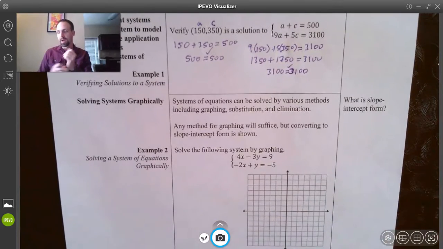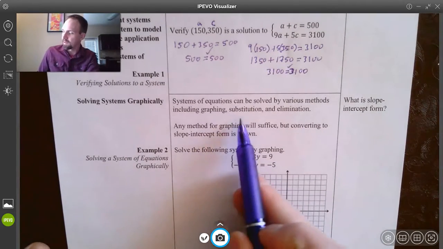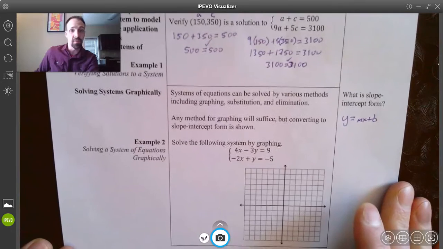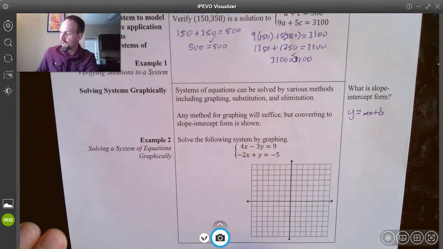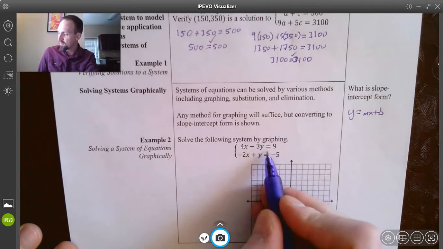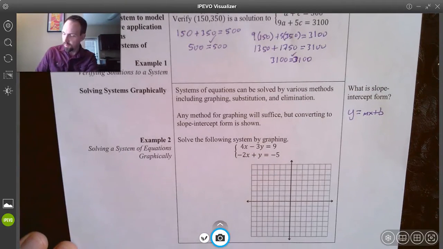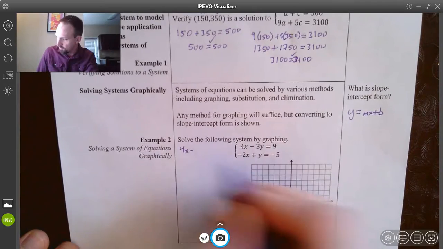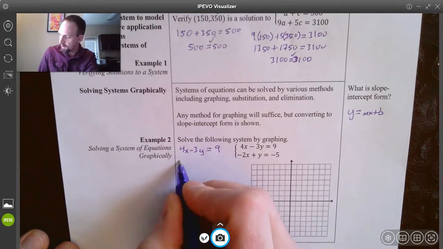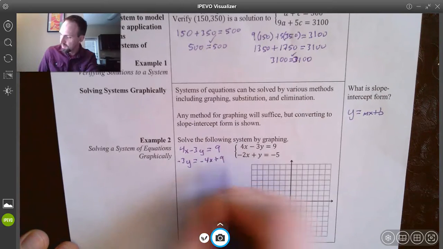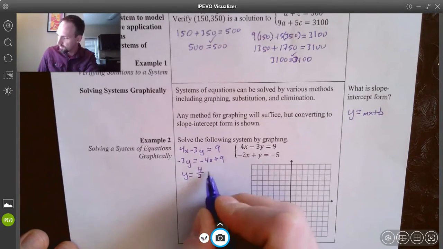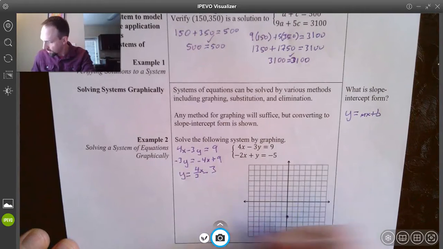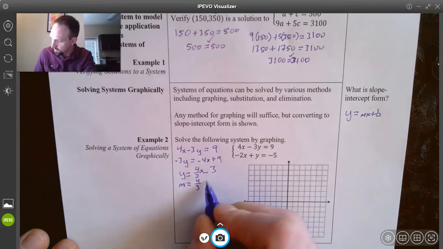When we solve systems graphically, we're going to find where they intersect. You know about solving by graphing, substitution, and elimination. Remember, slope-intercept form is y equals mx plus b. M is the slope, b is your y-intercept. So we're going to convert this to slope-intercept. So 4x minus 3y equals 9. You know that you would subtract 4x on both sides and then divide by negative 3. So if I subtract 4x first, I get negative 3y equals negative 4x plus 9. Divide by negative 3, you get y equals positive 4/3 x minus 3. So if I graph that line, my y-intercept is at 0, negative 3, and my slope is 4/3.